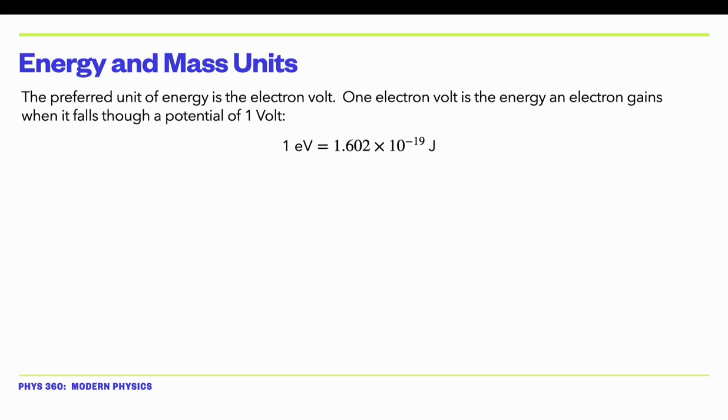Okay, in atomic and nuclear and particle physics, when we're dealing with subatomic particles or atoms, most of the time energy is expressed in units of electron volts. So remember, an electron volt is the energy it takes for an electron to move through a potential of 1 volt. So the electron volt is equal to 1.602 times 10 to the negative 19th joules. You might recognize that as the fundamental charge there.